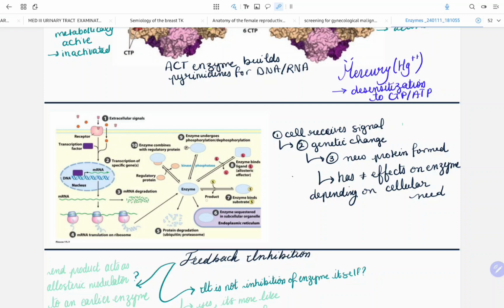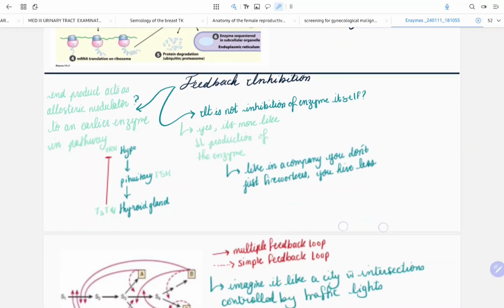Okay? The enzyme either binds to the substrate that's been synthesized. We have phosphatases and kinases. You phosphorylate or dephosphorylate the enzyme. We have the allosteric effector that we talked about, and we have the regulatory proteins that bind to enzymes.